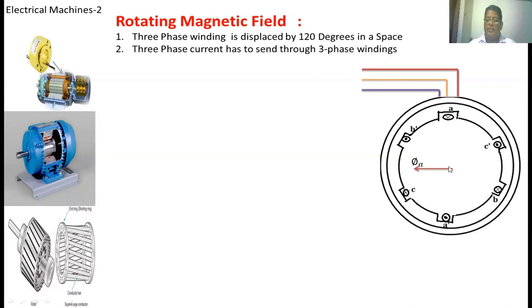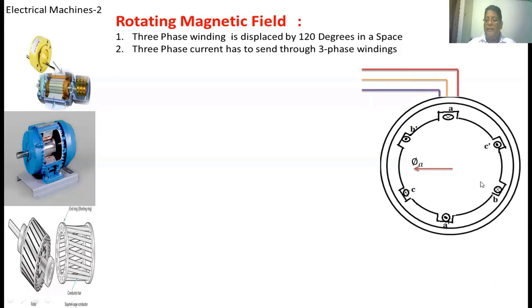This is the A phase. This is the starting terminal. This cross represents the current entering into the coil. This dot represents the current leaving from the coil. Now apply the right hand thumb rule. Close the four fingers in the direction of the current going into the coil. The thumb represents the flux created from the coil, that is phi A. This phi A is the axis of the flux created from the A coil.